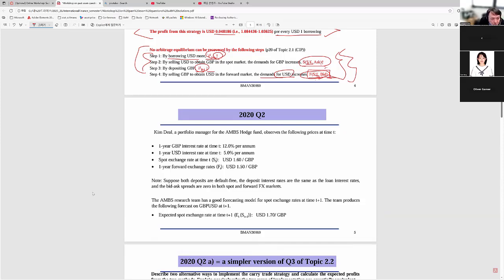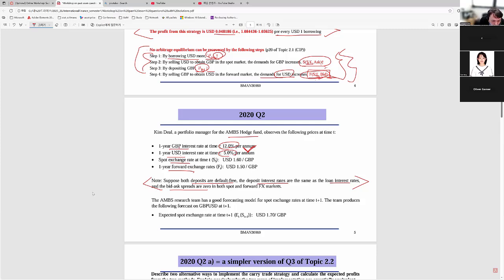Kim Dale, portfolio manager for the AMBS hedge fund, observed the following price. So pound interest rate, dollar interest rate. So it's 12% per pound, 5% per dollar. So in terms of interest rate ranking, the pound is the high interest rate currency, dollar is the low interest rate currency, and spot exchange rate is given, 1 year forward exchange rate is given. Now suppose this assumption is true. Both deposits are default free, deposit interest rates are the same as the loan interest rates, bid-ask spreads are zero. So there is no transaction cost and there is no default risk.